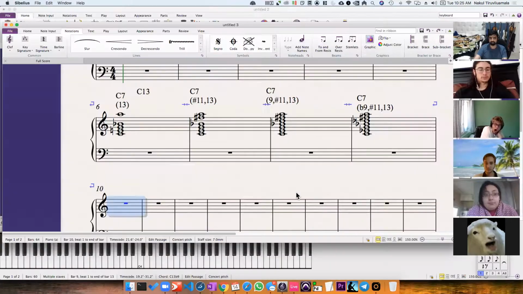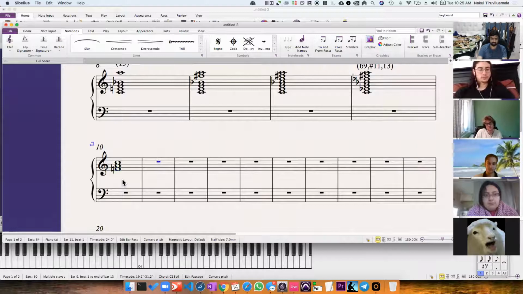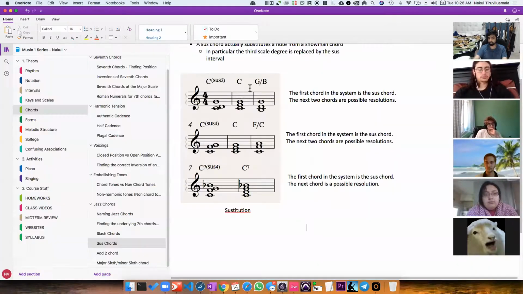So for instance, if I have a triad like this and I want to suss it up, it's quite simple to do. There are two ways I can suss it up. One way is by bringing this third down to a second, and now I've got a sus2. If I bring this third up over here, I have to be careful. The sus interval is actually part of the major scale itself, so I should clarify that as well.